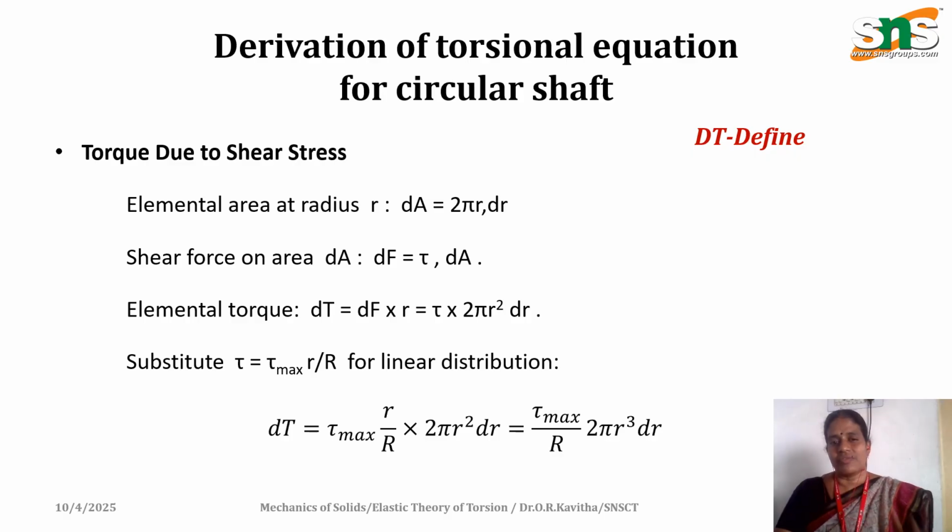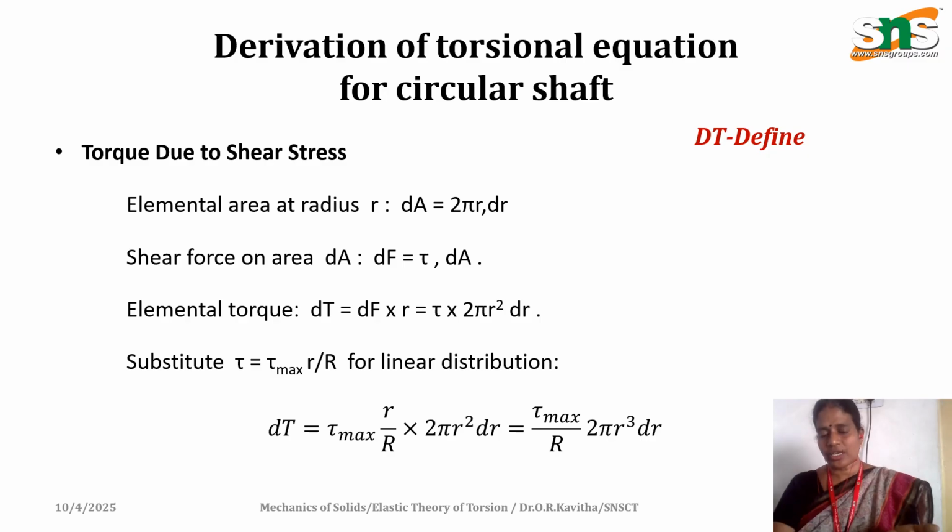And next we have to calculate the torque due to this shear stress. To get this, first you have to find the area of the small element which we have taken, that is 2 pi r into dr. Stress is nothing but force by area, therefore force equals stress into area. And the torque is nothing but this shear force into the radius, which will give the elemental torque. If you multiply these two, you will get this elemental torque.